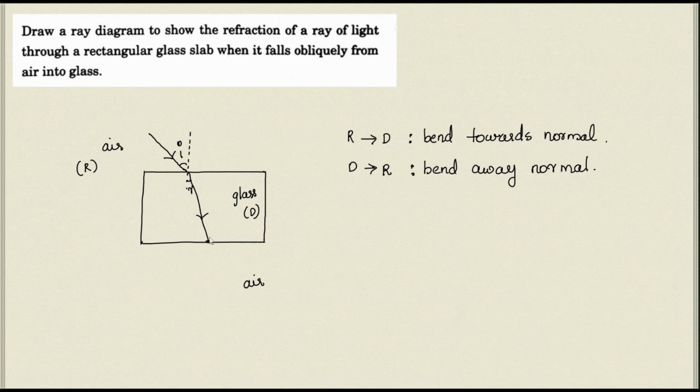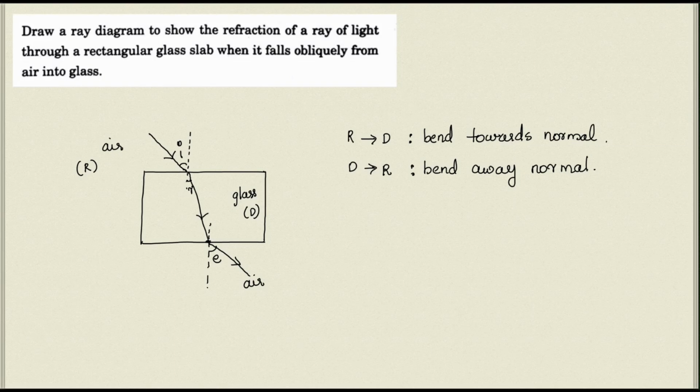So at this point of incidence, you should draw the normal. Okay, this is the normal. The light ray should have gone straight, but instead of that, it is bending away from the normal, making an angle of emergence here. Okay, yes, an angle of emergence is there. Now, this is the figure to represent the refraction of a light ray through a rectangular glass slab.